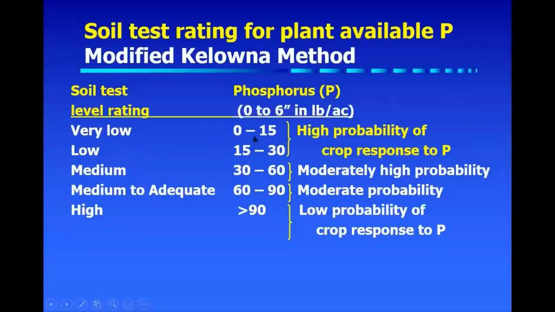If your soil test level is in 0 to 15 or 15 to 30, we have a very high probability of crop response to phosphorus. As your soil test levels increase, you still have a moderate to moderately high probability. But once your soil test level is over 90 pounds, you have a relatively low probability of crop response. So let's just look at an actual response chart.